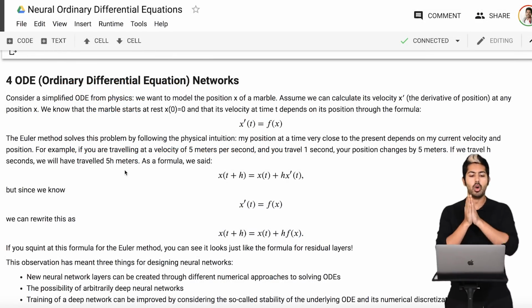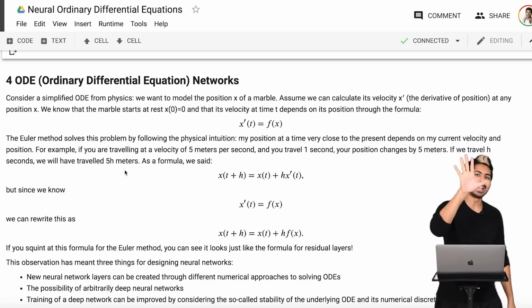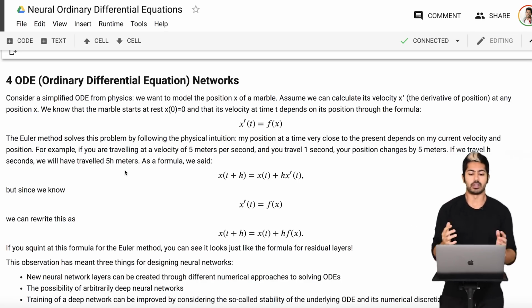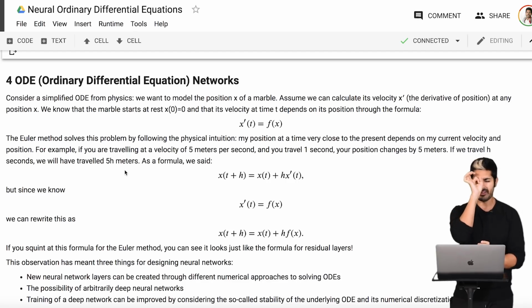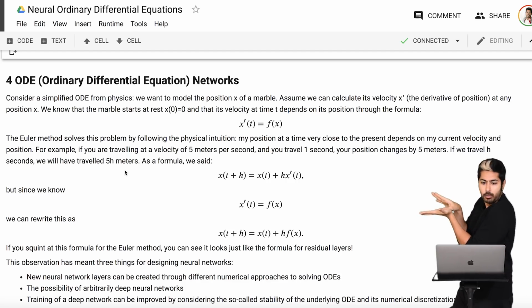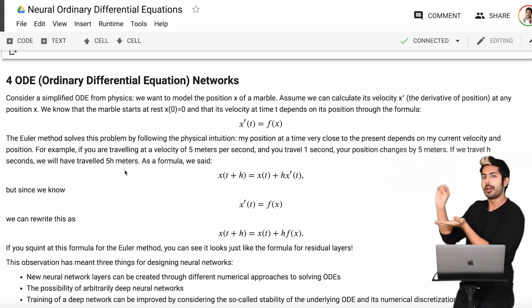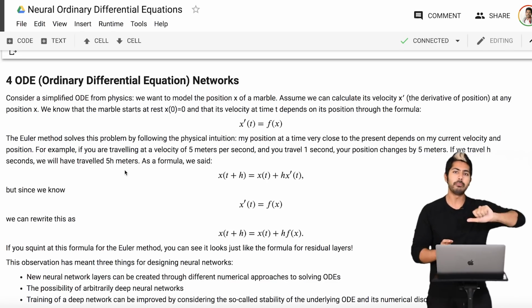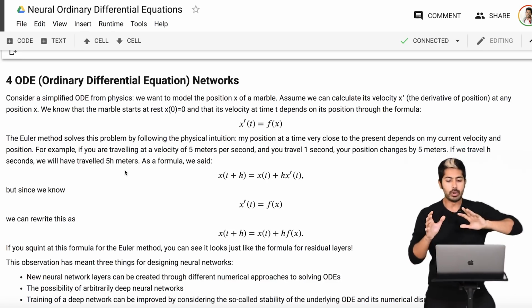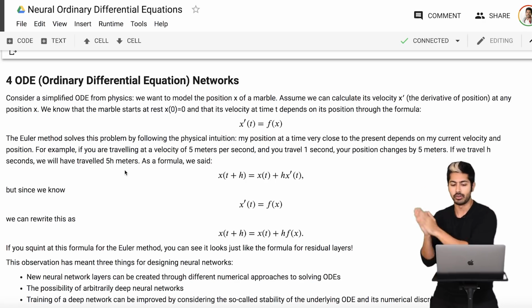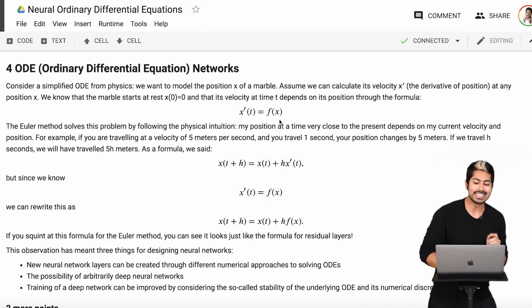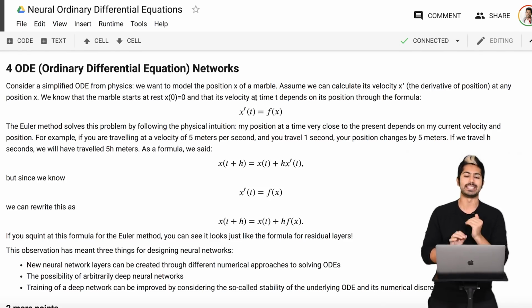Now, let's apply this to ordinary differential equation networks. Consider a very simple ODE, we'll call them ODEs from now on, that's what it stands for. Consider a very simple ODE from physics. Let's say we want to model the position of a marble. We have a marble, and we just want to roll it on the floor. What we want to do is predict where its position is eventually going to be using its velocity and time. These are the three variables we are considering here: time, velocity, and position. We can model the relationship between these variables using this function. We can calculate its velocity by differentiating its position. The derivative of the position is its velocity, and we can represent that using this equation right here.